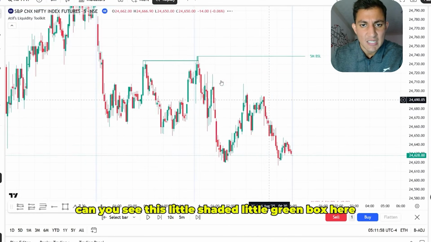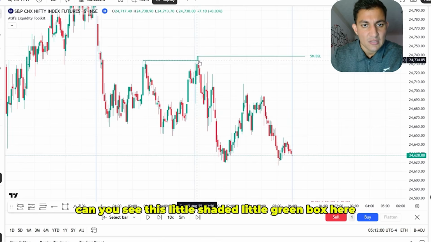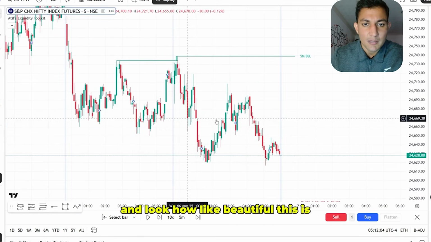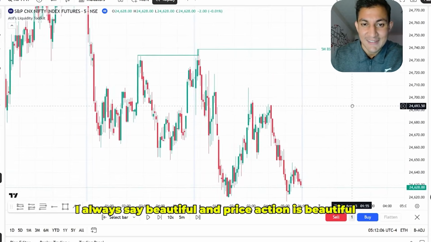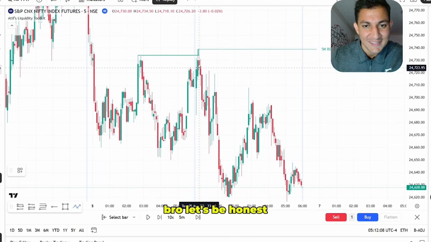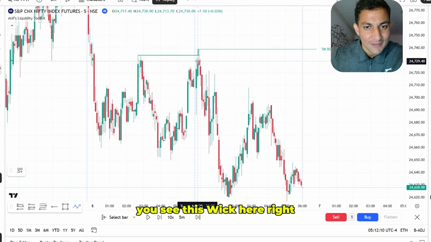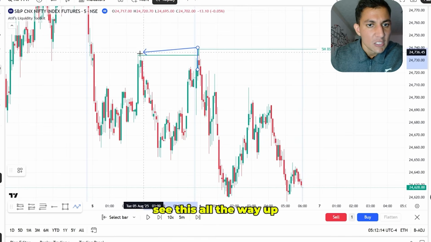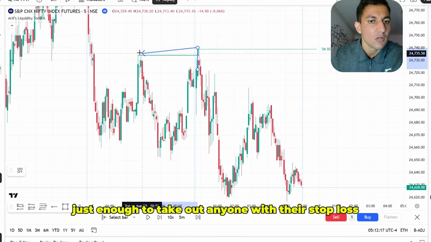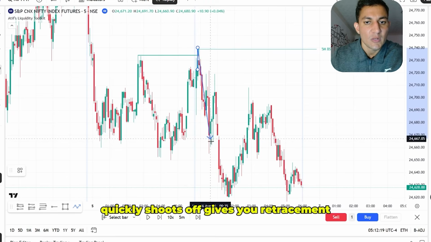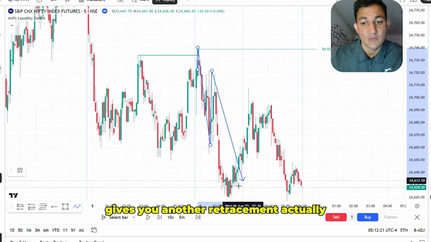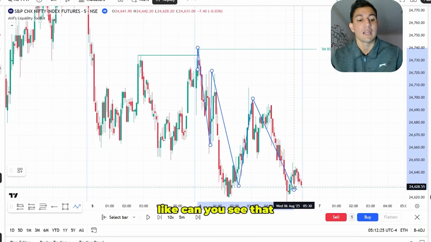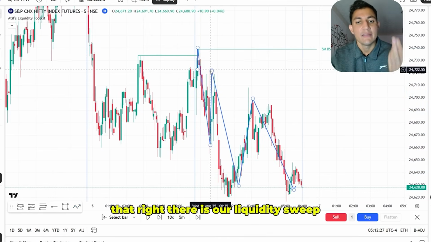And what you'll see, I'm sure you can see it, can you see this little shaded green box here? This right here denotes the liquidity sweep, right? And look how beautiful this is. Price action is beautiful, let's be honest. Can you see this wick here, how it goes all the way up, just enough to take out anyone with their stop loss orders around this high? It quickly shoots off, gives you a retracement, gives you another retracement actually, and then goes down towards that liquidity pool. Can you see that? That right there is our liquidity sweep.